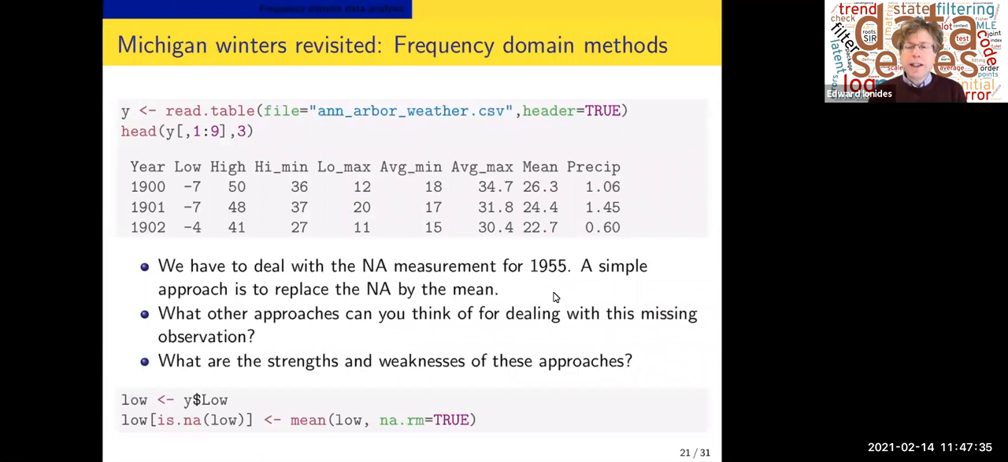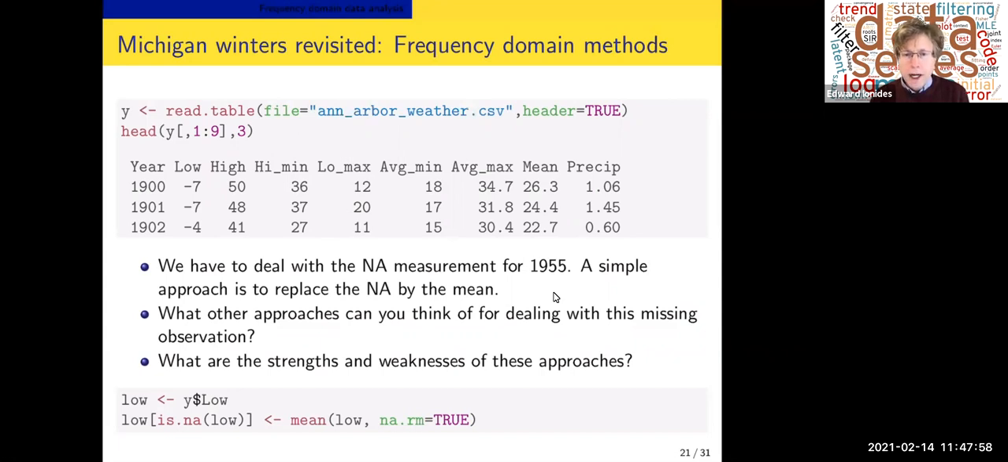Now we want to see how this plays out in data analysis. How can this help us give insights to data? Well, let's come back to the Michigan winter data just to see what happens when we calculate the periodogram for this data and interpret it.